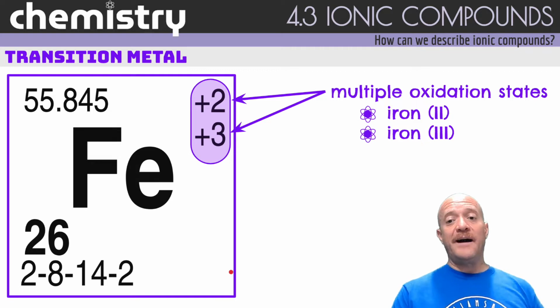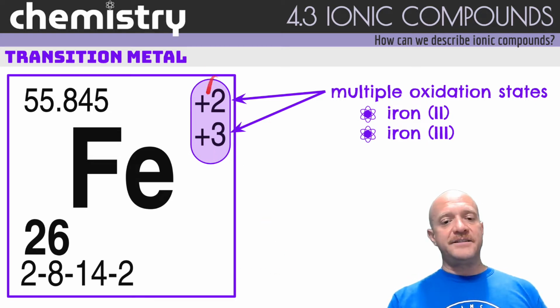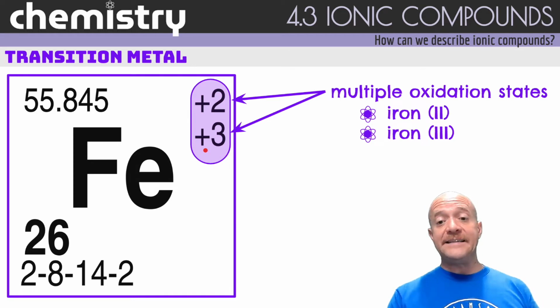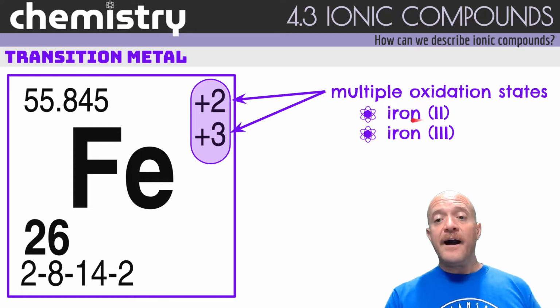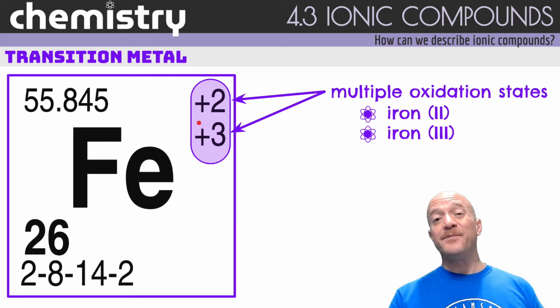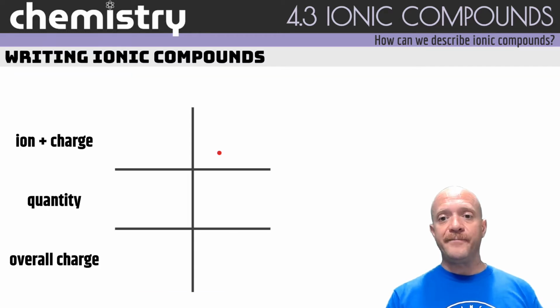So for example, iron has 2 oxidation states. Don't worry about these oxidation states, we'll talk more about these in detail, but we have iron 2 and iron 3. Iron 2, when you see it written out, means it has a +2 charge. Iron 3 has a +3 charge. So there's 2 different types of irons, and they're going to behave slightly differently.